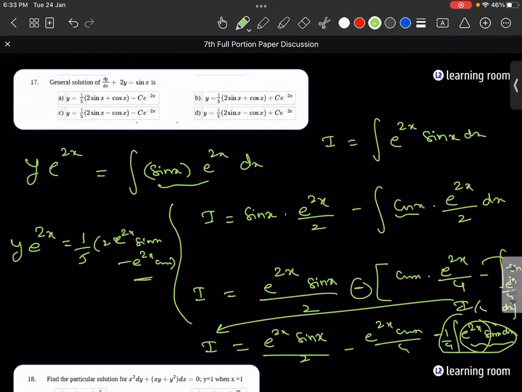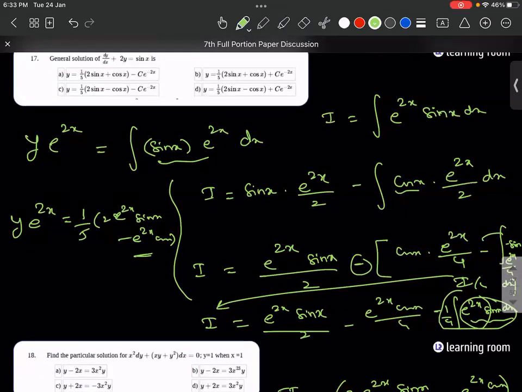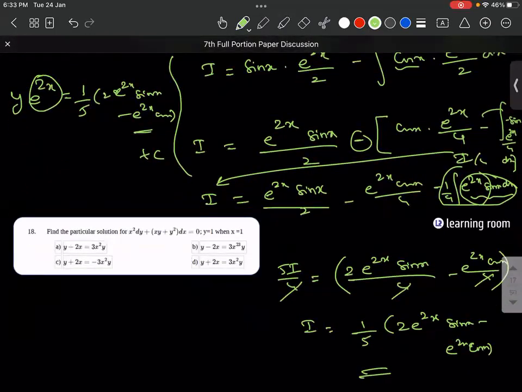Which option is working? Y into e power 2x is equal to I plus the constant c. What they did is they took it to the other side so that e power 2x cancels it. So y will be equal to 2 sin x minus cos x. Option D, sir. D is the right one. The difference is minus and plus here. So D is the right answer. Let me check. D is right. I hope you understood now, right?